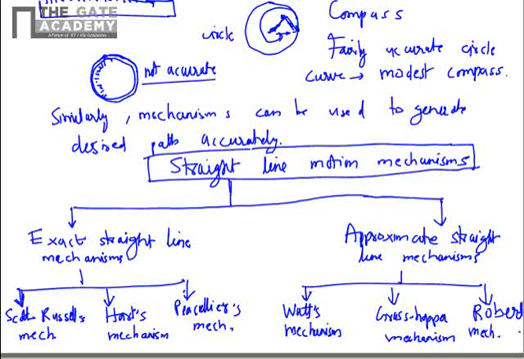So I try to give you a high level picture or a snapshot of these mechanisms, but will not go too much in detail. But at least you should know the names. Sometimes a question can come like Hart mechanism is which kind of straight line motion mechanism. So then you can answer that it's an exact straight line mechanism, while a Watt's mechanism is an approximate straight line mechanism. So this kind of simple objective question can be formed from this topic.